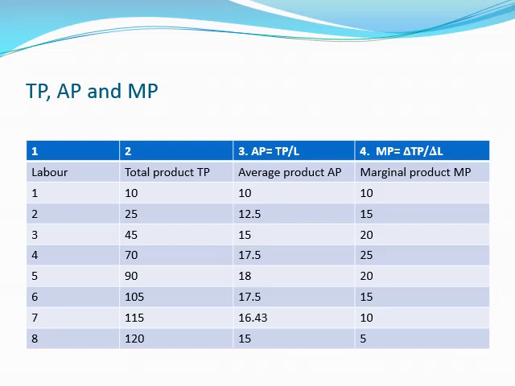For 3 labor, the total product equals 45. For 4 labor, total product is 70, average product is 17.5, and marginal product is 25, because 70 minus 45 over 4 minus 3. The next total product is 90, average product is 18, marginal product is 20.